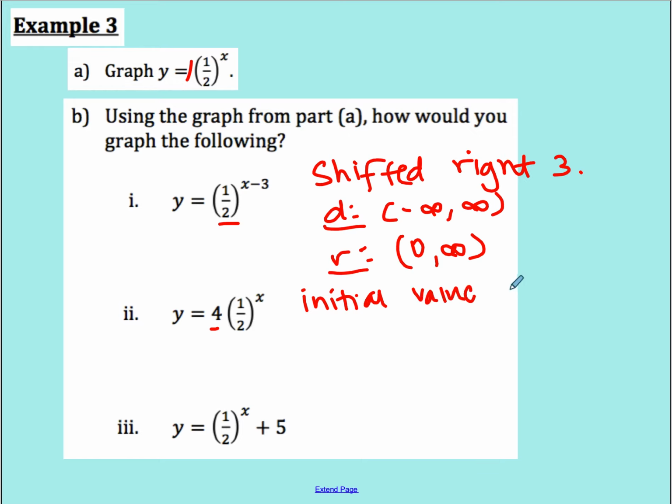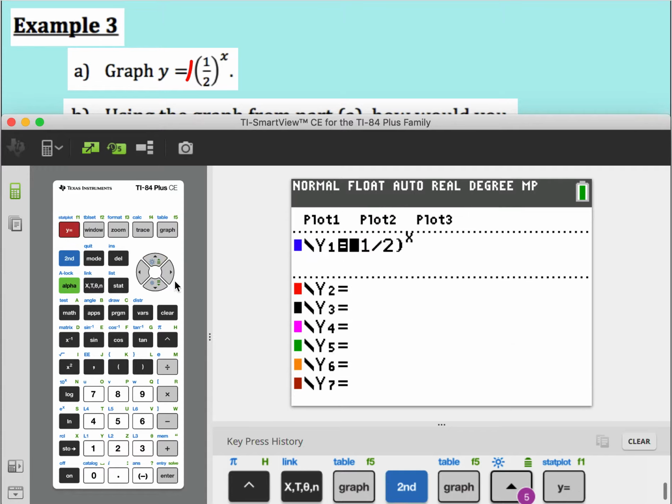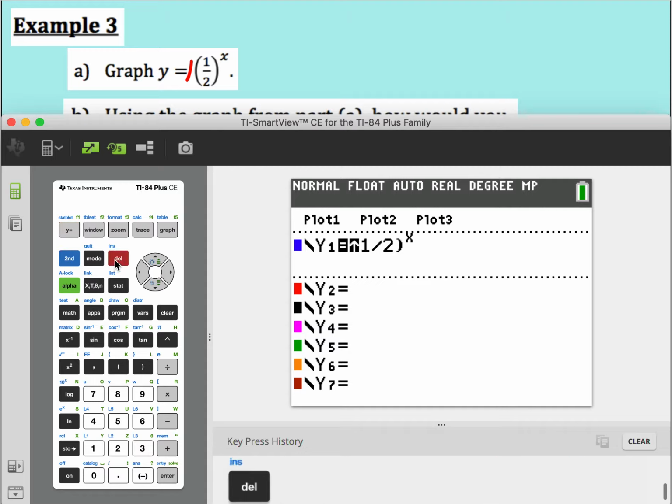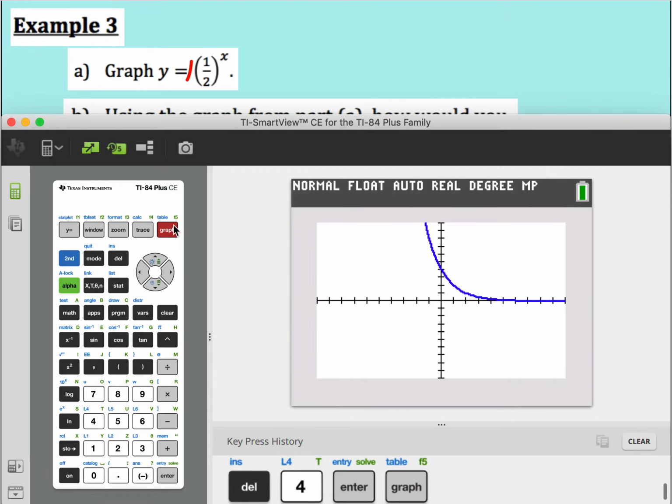Or y-intercept, and not 1. And so let's just look at that one graphically. Does it change it at all? So I'm going to go to my y equals, and I'm going to plug a 4 in here. You can go second, insert. Above your delete button, it says INS, which is insert. I'm going to insert the number 4 and hit enter. Okay. And then I go ahead and hit graph.